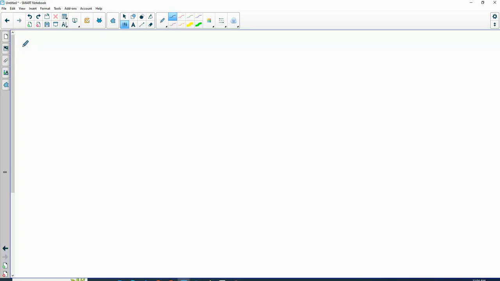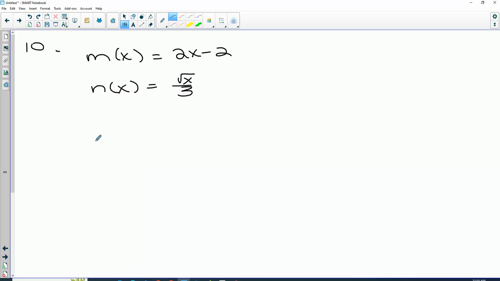All right, problem 10. We have two functions. It tells us m is 2x minus 2. n is the square root of x divided by 3. When x equals 9, we need to find m of n of x, and the x is 9. You start on the inside of these. So that means I go to n first, and I replace my x with a 9. So the square root of 9 divided by 3.